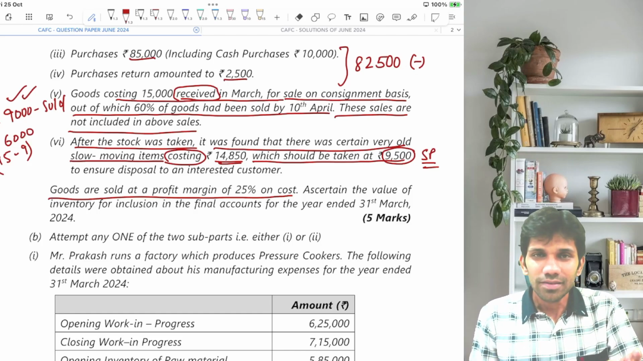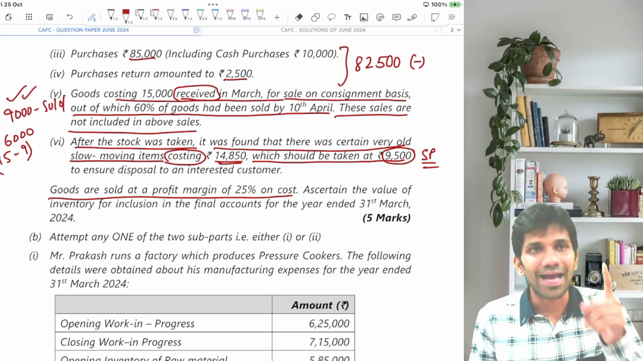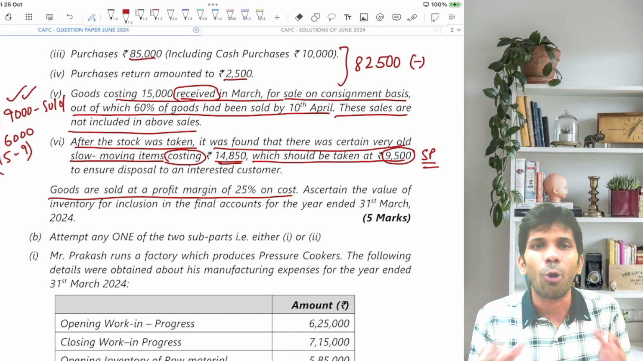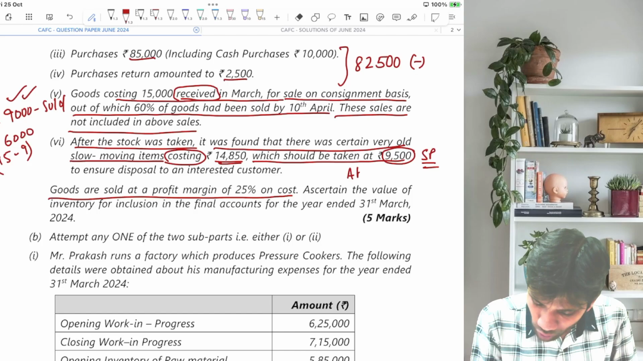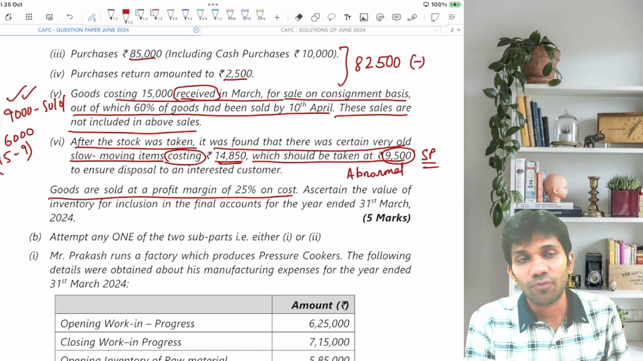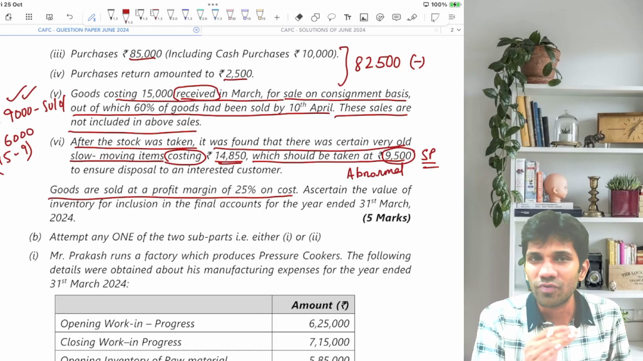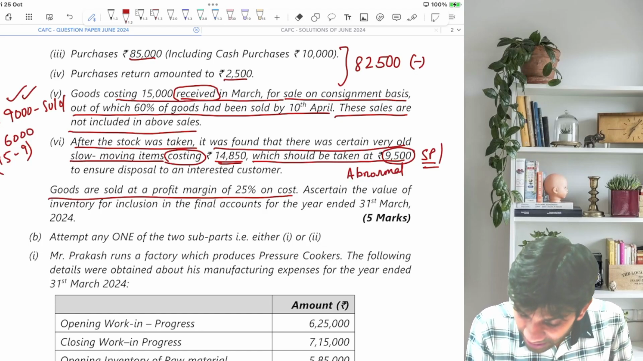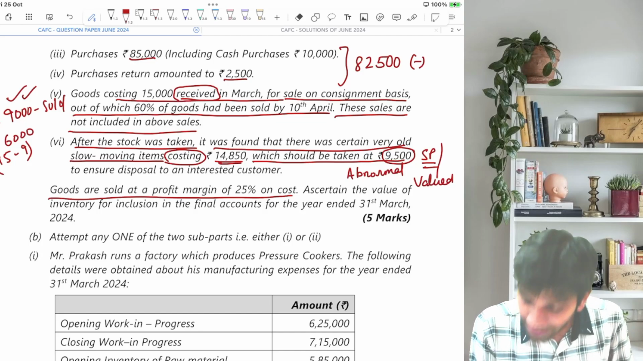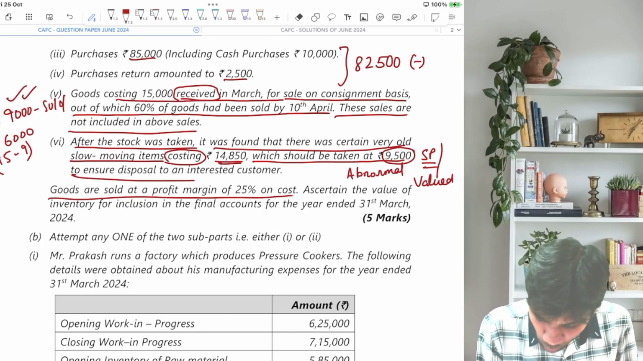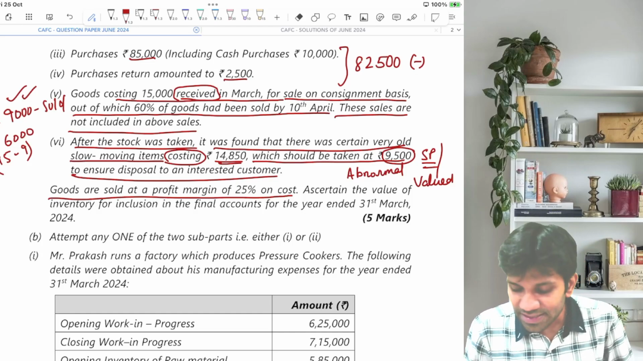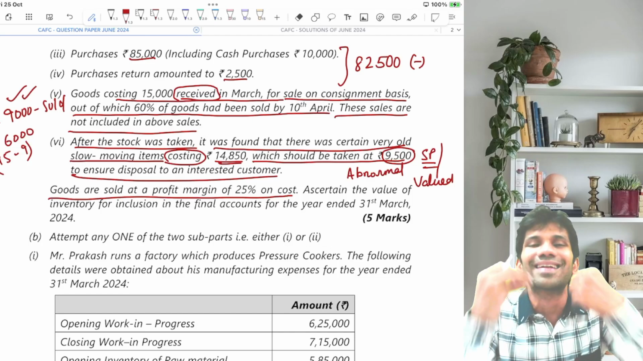Can I say these goods are sold below the cost price? Any goods which are sold below the cost price or at cost price are all abnormal goods. So certain goods costing 14,850, which were very slow and old moving items, were taken at 9,500. Means we have valued them at 9,500 to ensure disposal to an interested customer. So if somebody asks, sir, what is the value of this good? I'll say, sir, 9,500, give it to me and take away.